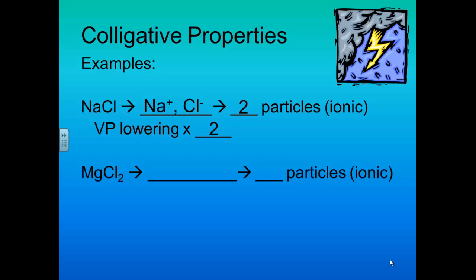All these examples are for water right now. How many particles would we get? 3. You'd get 1 magnesium ion and 2 chloride ions. So that would be 3 particles. So as a result, you would see your vapor pressure be lower by a factor of 3.